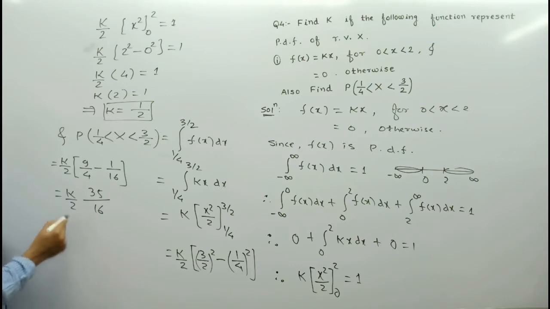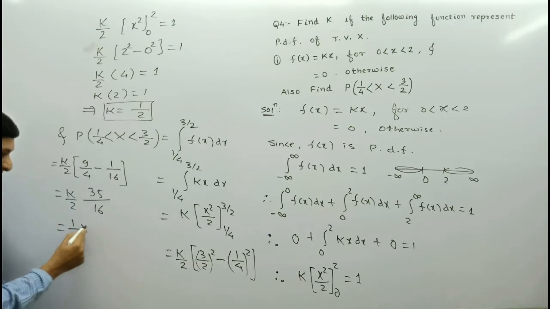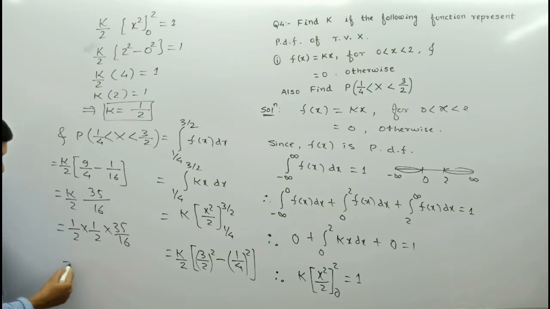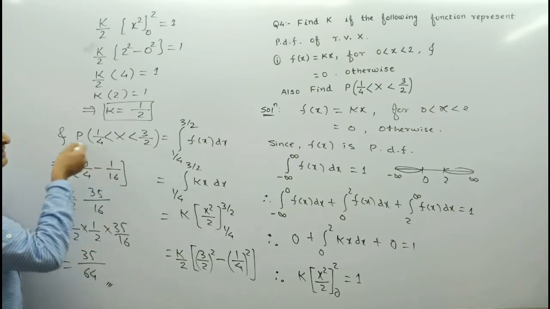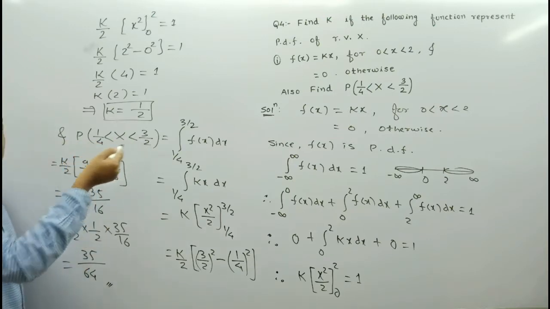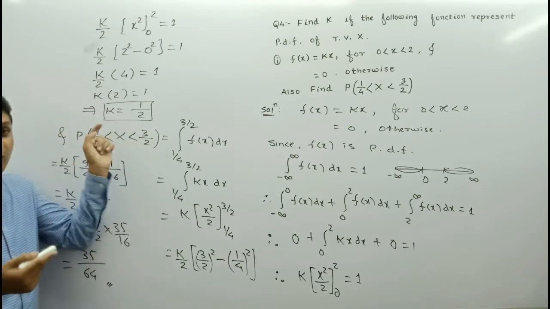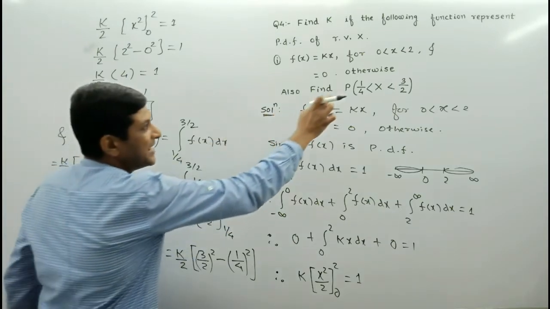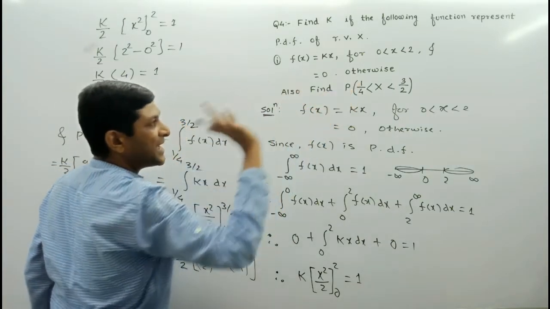Now I am replacing this 1 by 2, keep it as it is. K I am replacing by its value. What is the value of k? 1 by 2. So 1 by 2 into 35 by 16. So which is equal to, nothing is there to simplify, keep 35 as it is. In the denominator 2 into 2 is 4 and 4 into 16 will be equal to 64, and this is nothing but value of this cumulative distribution function. This is nothing but notation of what? Cumulative distribution function. In this way we have got the value, next required value also.